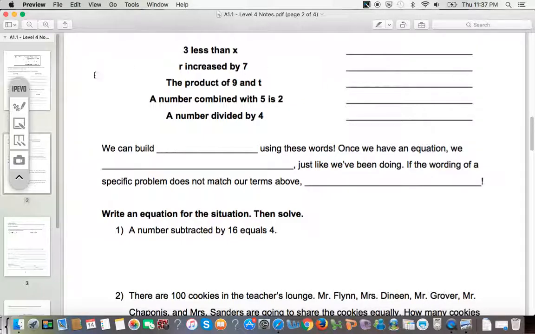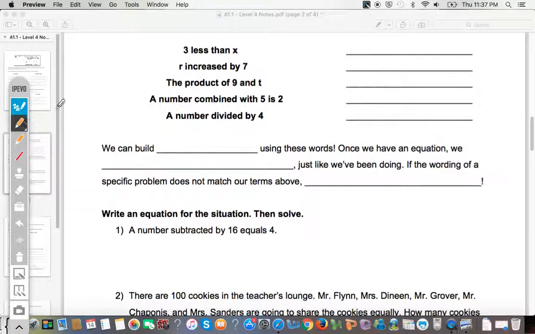So let's look at some examples here. So 3 less than x. First I'm going to start off with my unknown. So I'll put x, that's my variable. So we have x and we have 3 less than. Less than means subtraction, and we have our number 3. So we're left with x minus 3.